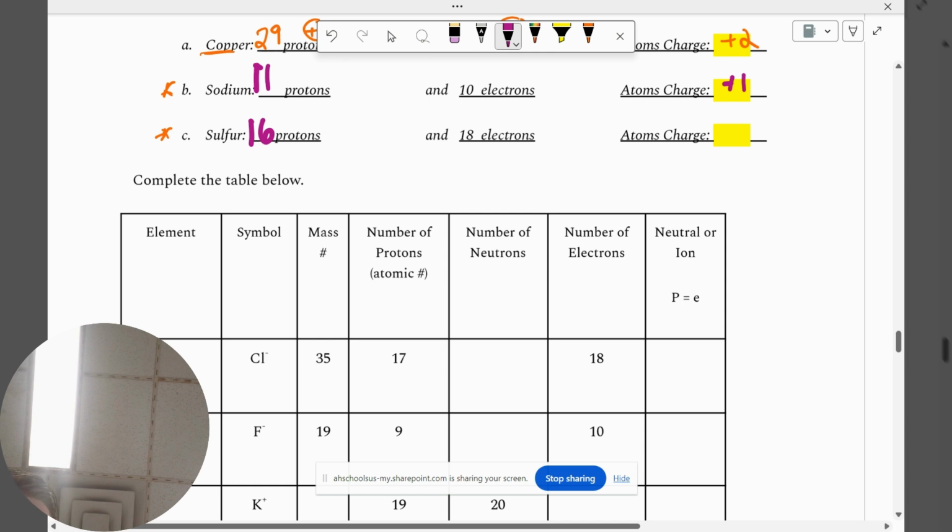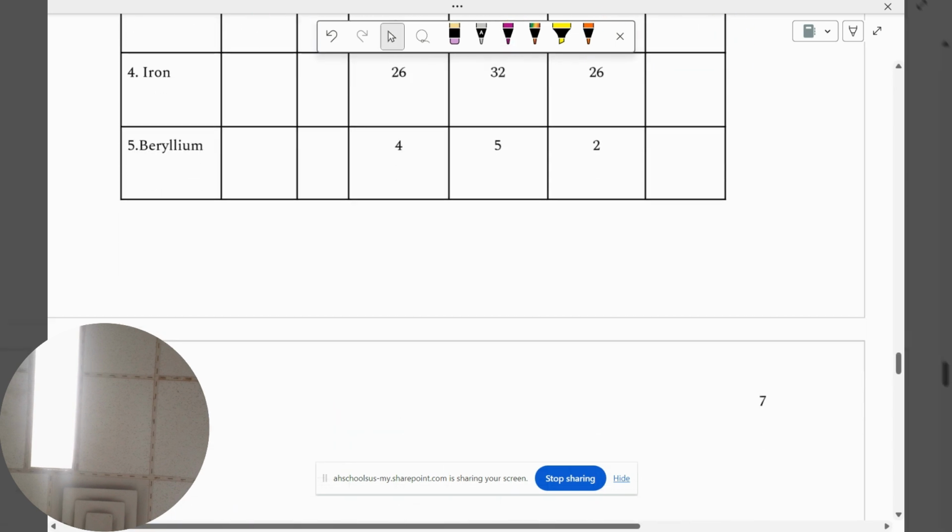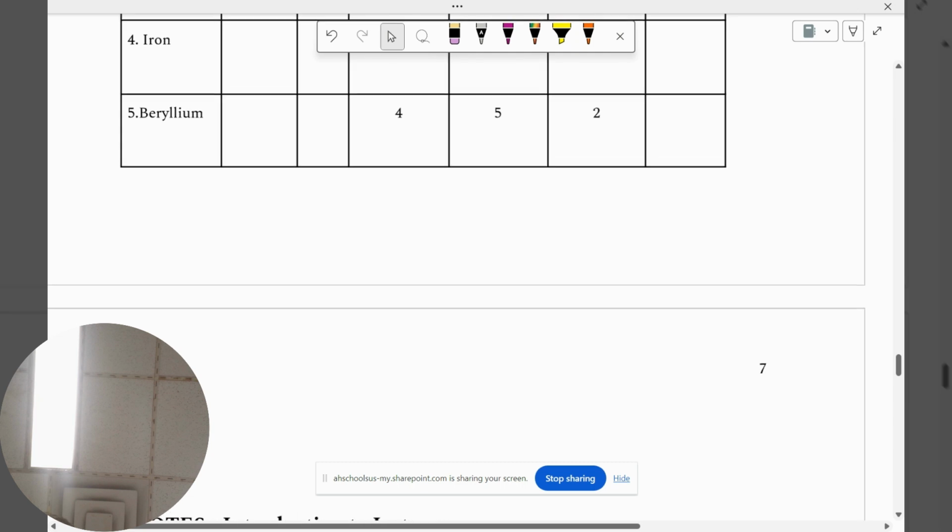16, and then let's see. All right, check your answers. Sulfur's got 16 positives and 18 electrons, so it's minus 2, right? Everybody good? Now, here's one thing that I want to just talk about. Let's just write this at the bottom of the page, okay?